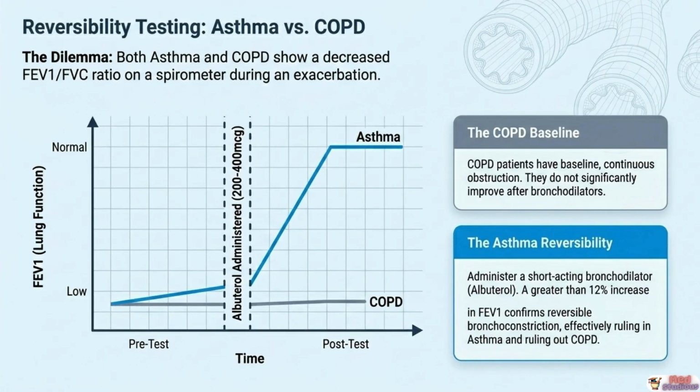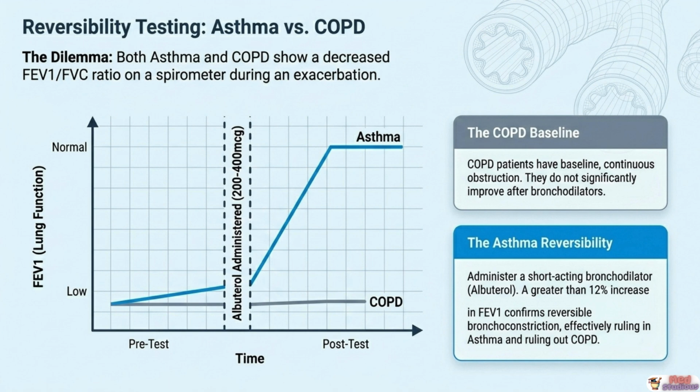Here is a diagnostic dilemma that trips up many students and clinicians. Both asthma and COPD produce the same spirometric picture during an exacerbation, a decreased FEV1 to FVC ratio, indicating airflow obstruction.